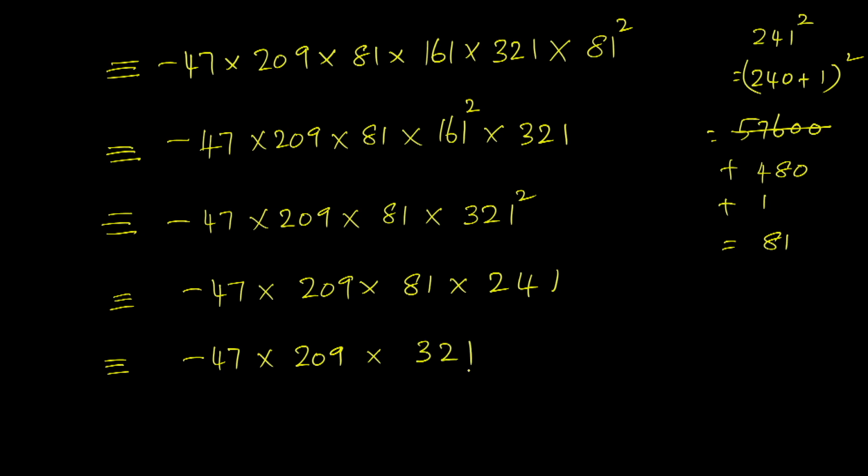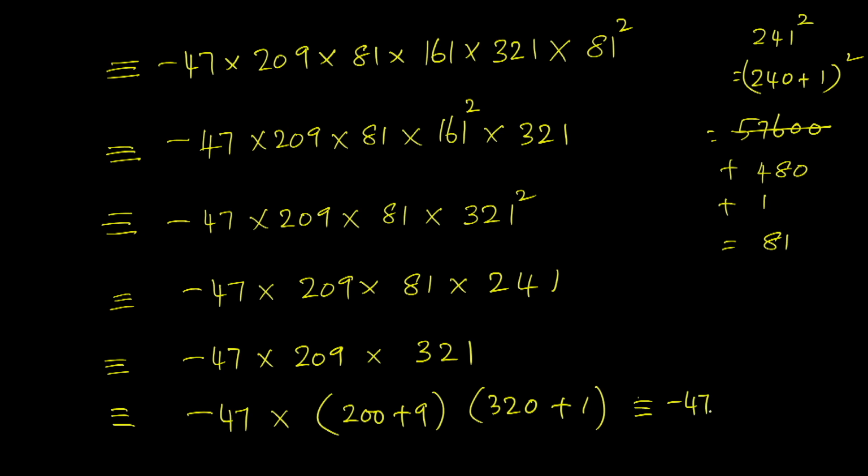321 once again, which can be written as 200 plus 9 into 320 plus 1, which is minus 47 into 200 plus 320 is a multiple of 400, therefore that doesn't feature in the answer, and 9 into 1 is 9, so we have 9 into 320 plus 200, which comes to 289.